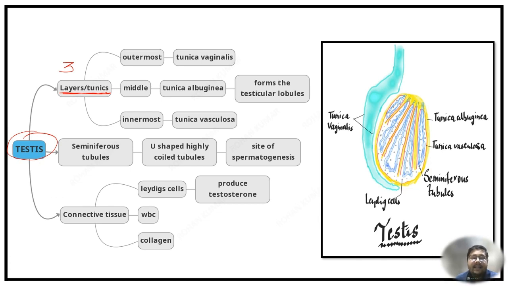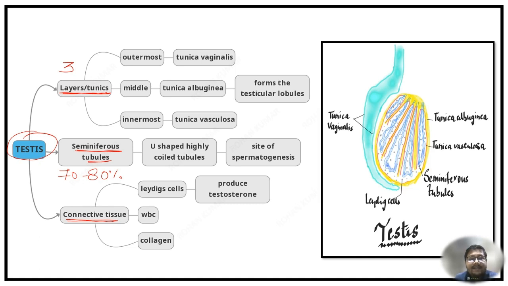The second thing that the testis is composed of is called seminiferous tubules. Mind you that about 70 to 80% of the testicular mass and volume is actually composed of the seminiferous tubules. So most of the testis is composed of the seminiferous tubules. And the last thing that the testis is composed of is connective tissue. First, we are going to study the layers or tunics of the testis.